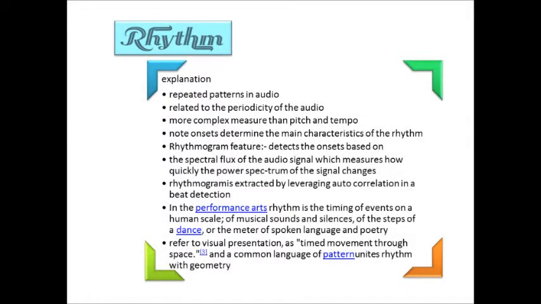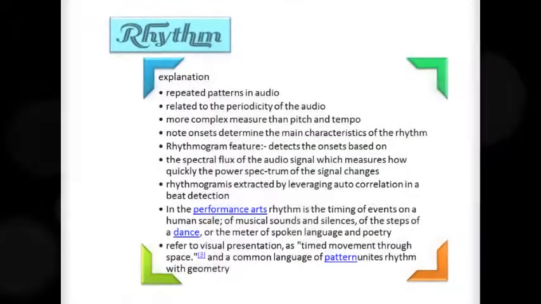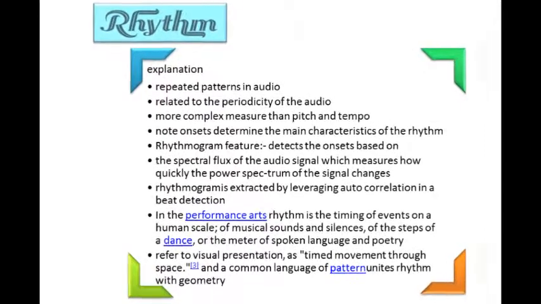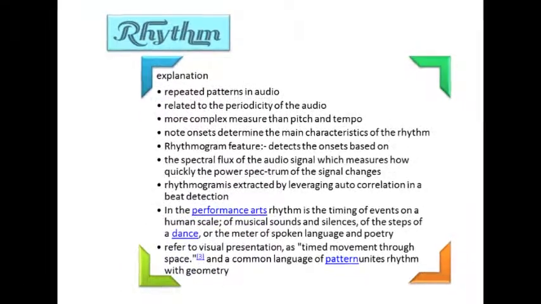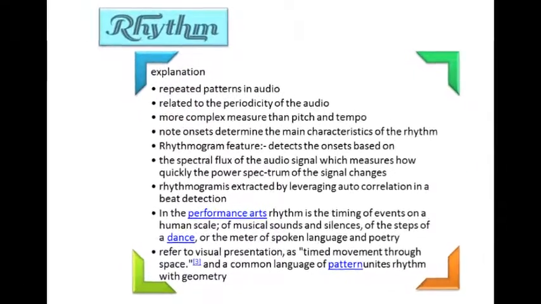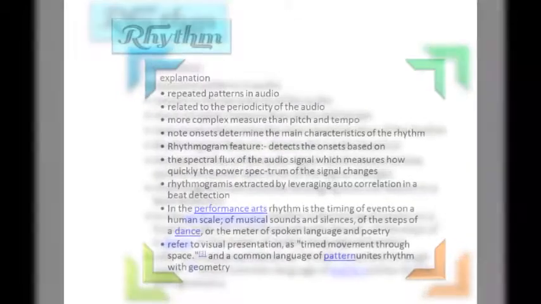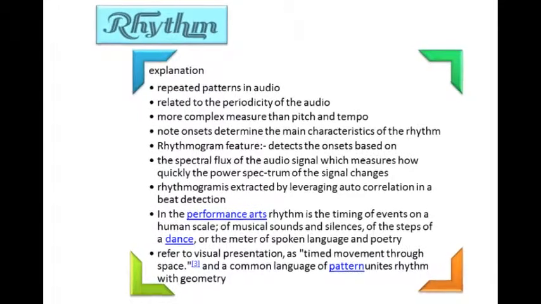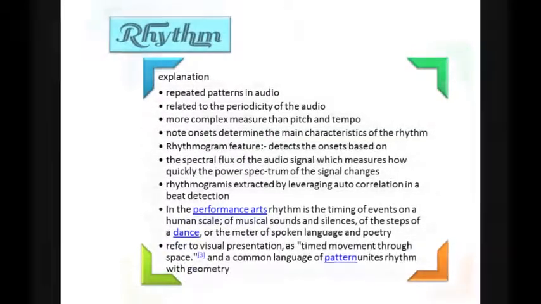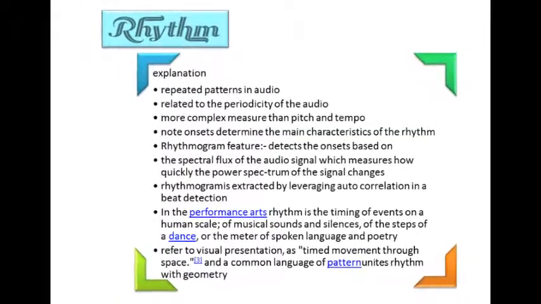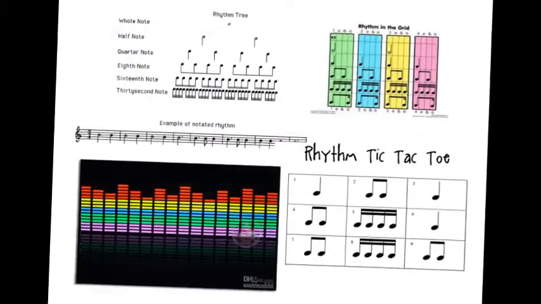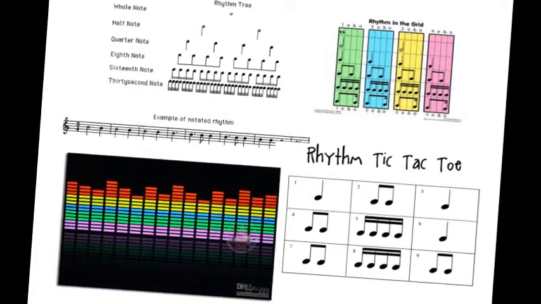Next, we will talk about rhythm. Rhythm is a repeated pattern in audio. It is related to the periodicity of the audio, and it is a more complex measure than pitch and tempo. It has a feature named the rhythmogram. The rhythmogram will detect the onsets based on the spectral flux of the audio signal, which measures how quickly the power spectrum of the signal changes.